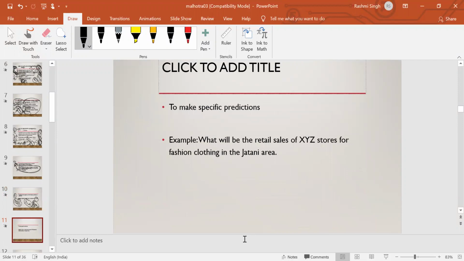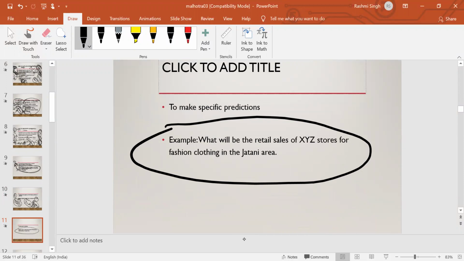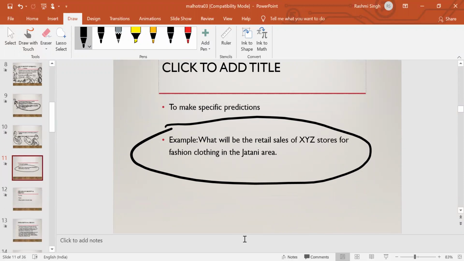Third is to make a specific prediction. What will be the retail sales of any XYZ store for the fashion clothing area? So in this case also you will perform descriptive research. It means you already have all the information about your sample, and now you are going to explain or describe your target market. Then you will use descriptive research.